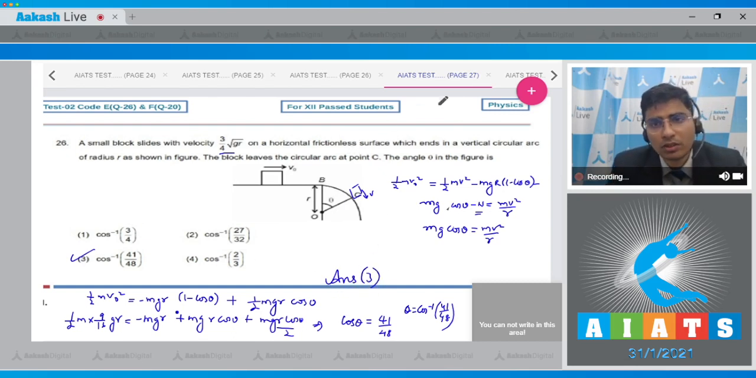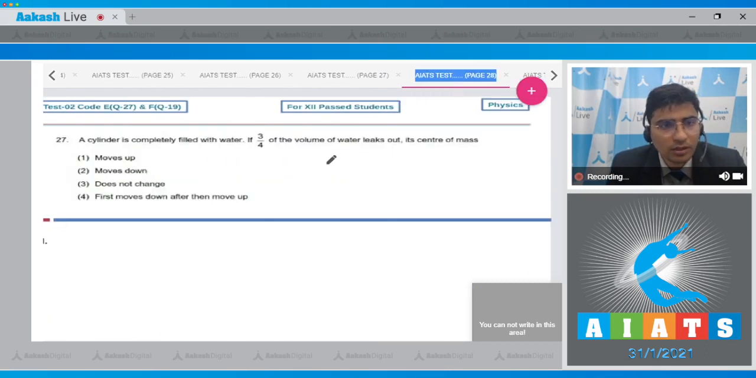Now let us move to question 27. Question 27 says a cylinder is completely filled with water. The 3/4 of the volume of water leaks out. Its center of mass: moves up, moves down, does not change, or first moves down, then moves up.